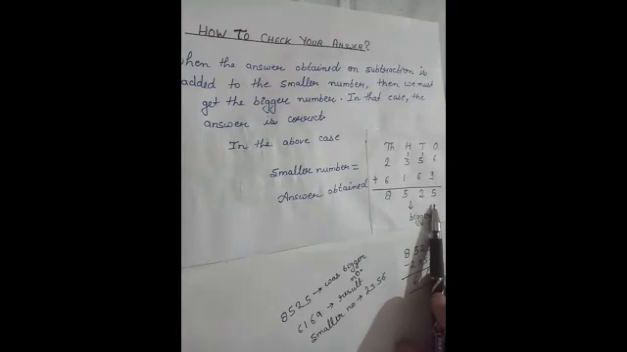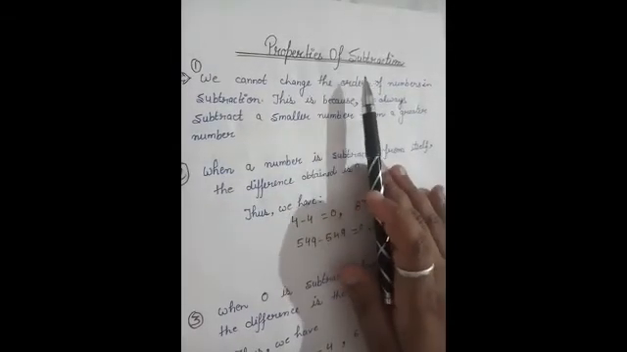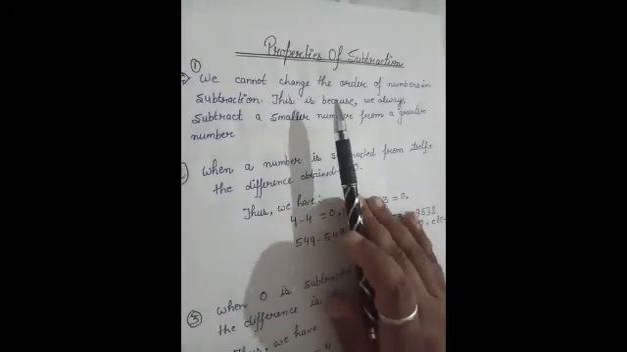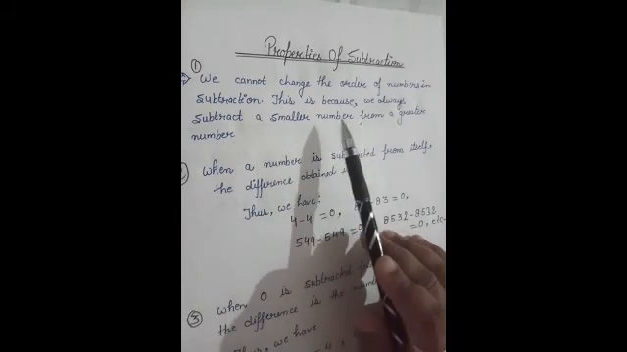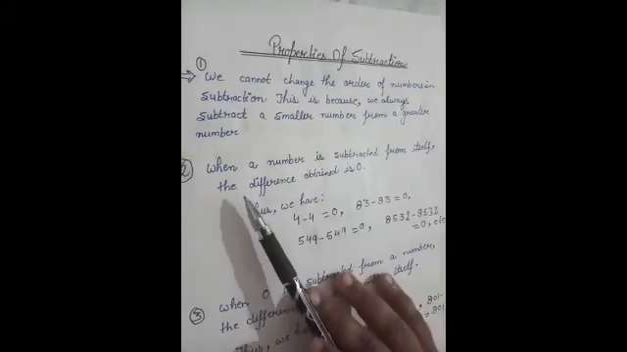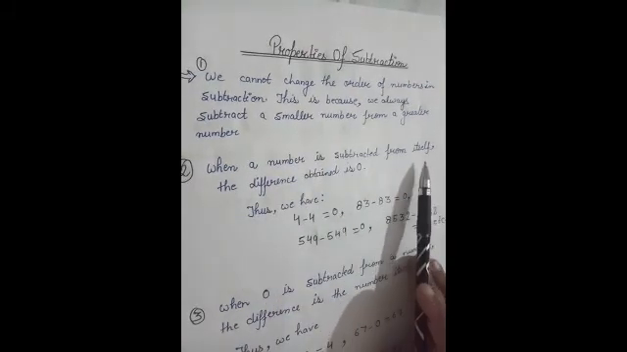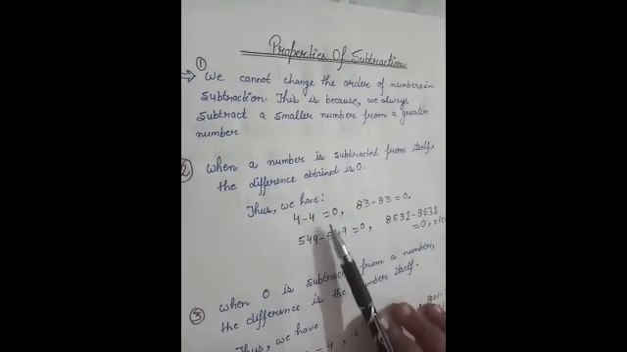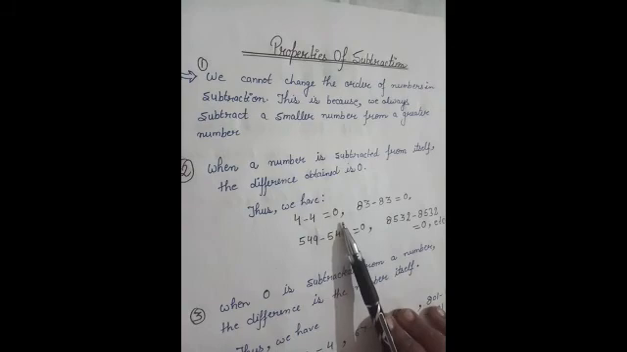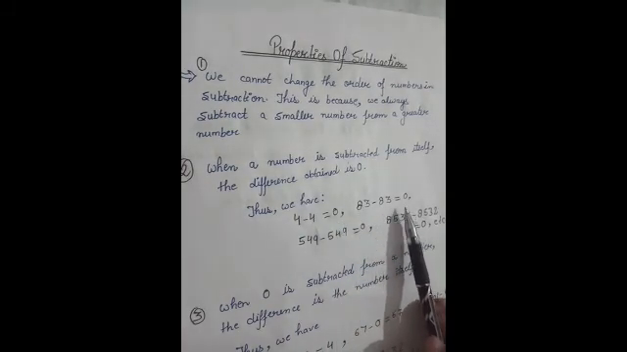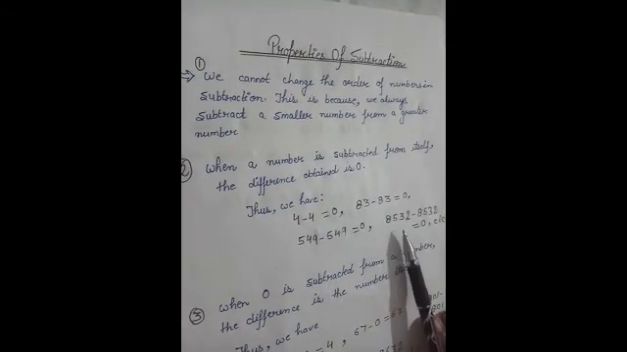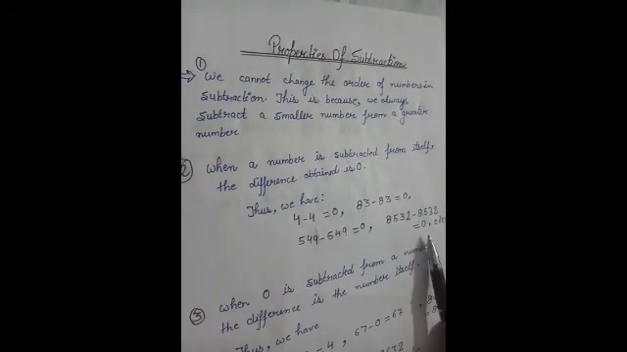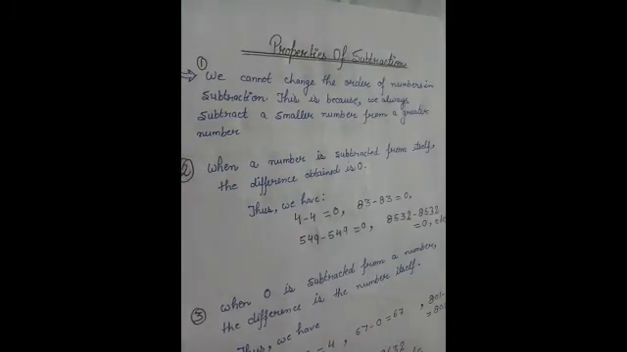Now moving towards our next topic, which is properties of subtraction. Property 1. We cannot change the order of numbers in subtraction. This is because we always subtract a smaller number from a greater number. Now property 2. When a number is subtracted from itself, the difference obtained is 0. Thus we have 4 minus 4, which is equal to 0, 83 minus 83, which is equal to 0, 549 minus 549, which is equal to 0, and 8532 minus 8532 is equal to 0.